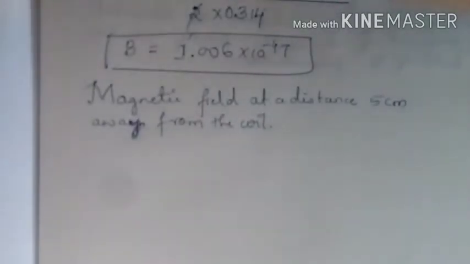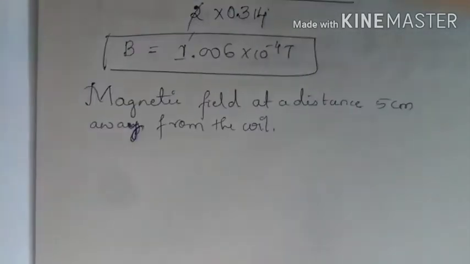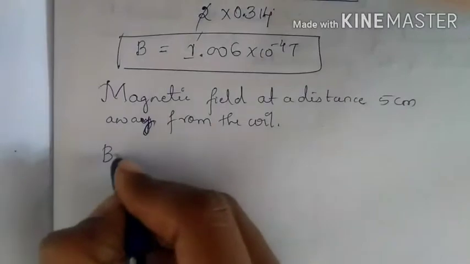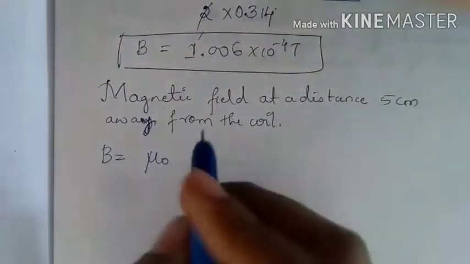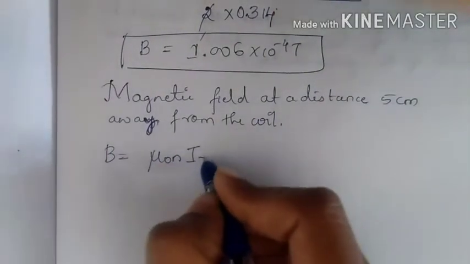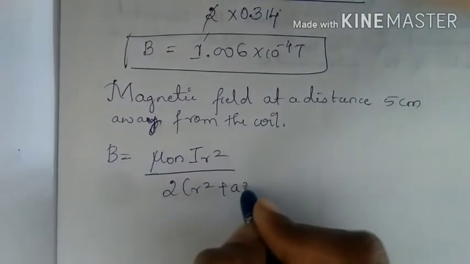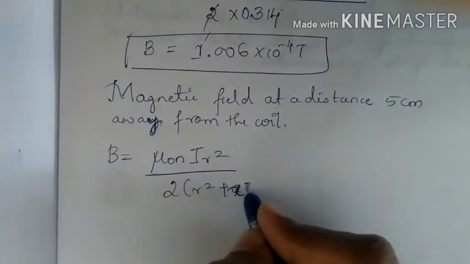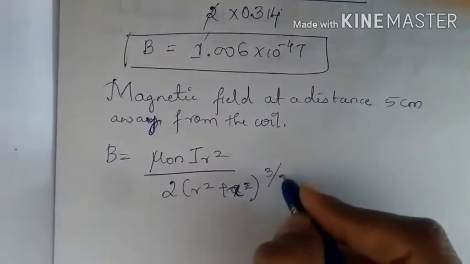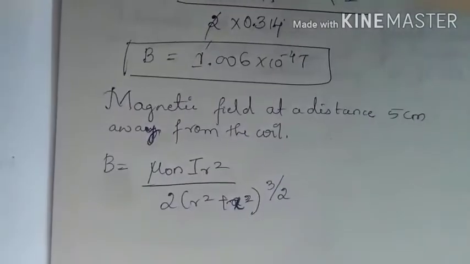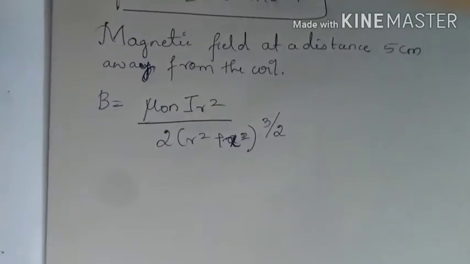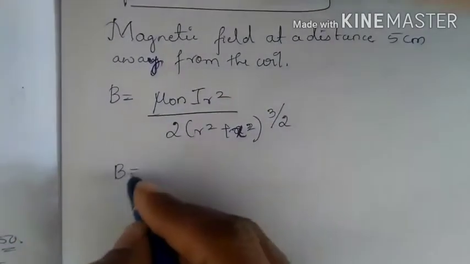So for this, again you should know the equation. The equation is B equals μ0 N I R² divided by 2 into (R² plus x²) whole power 3 by 2. So here radius is taken as R². So now let us substitute the values.